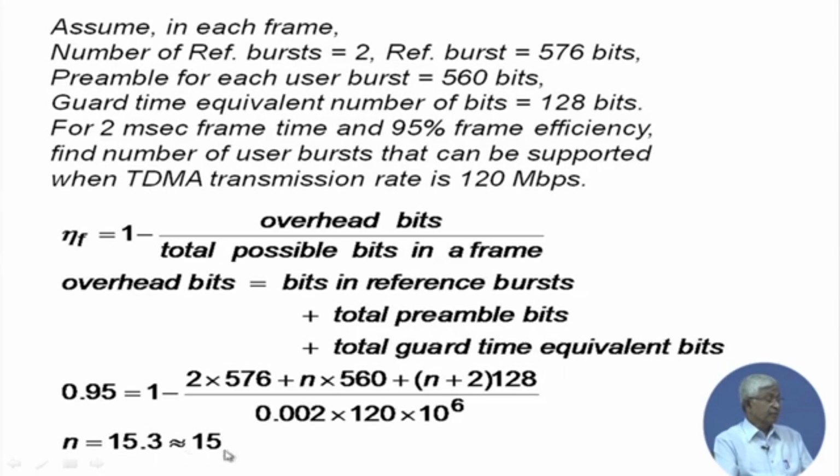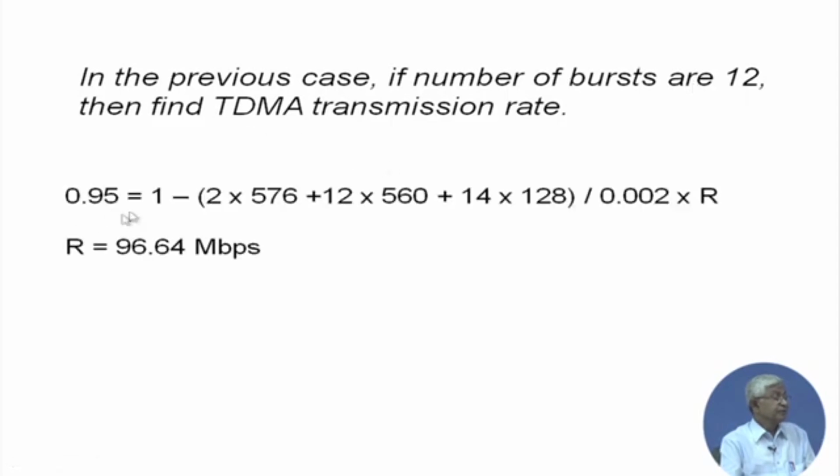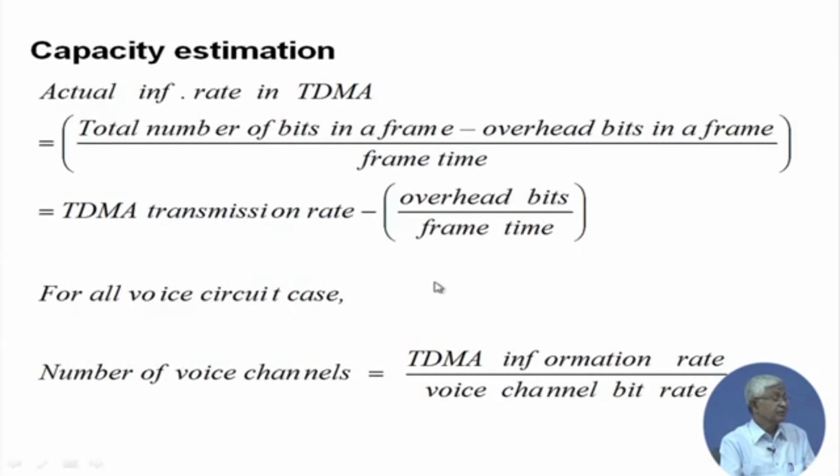Obviously, the lower number has to be given. This argument has been explained to you in FDMA. So, 15 users are possible. Let us say if the number of bursts is 12, then what is the transmission rate? You can find out, efficiency is known, 12 bursts, and then frame time is given. So, you can find out. Any number that is missing, you can find out those things.